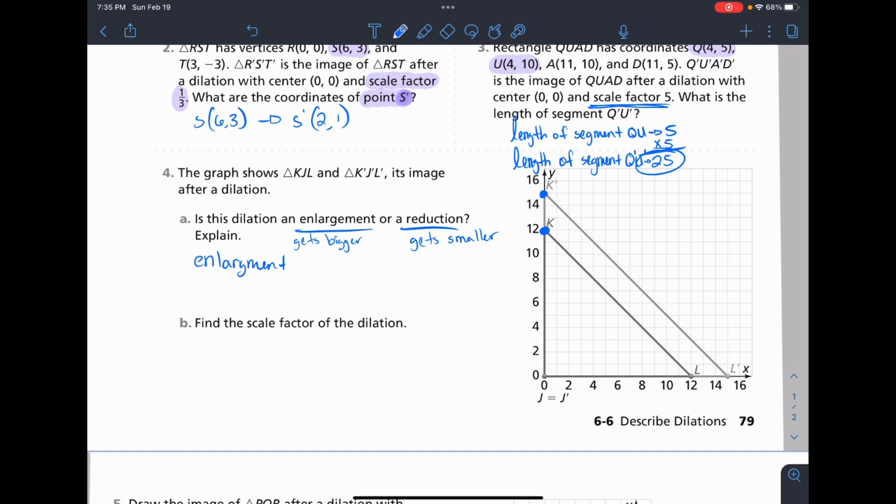And then it says explain as to why. Well, I would argue because triangle KJL is smaller than triangle K prime, J prime, L prime. That's why. And then it says find the scale factor of the dilation. So now we have to figure out what the scale factor is.